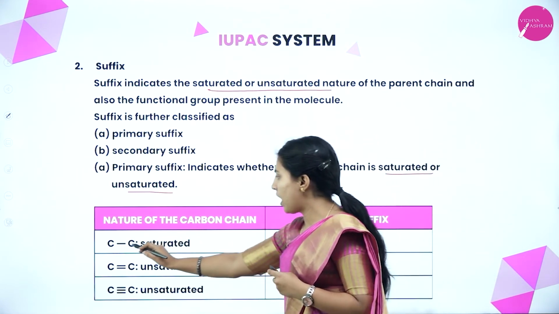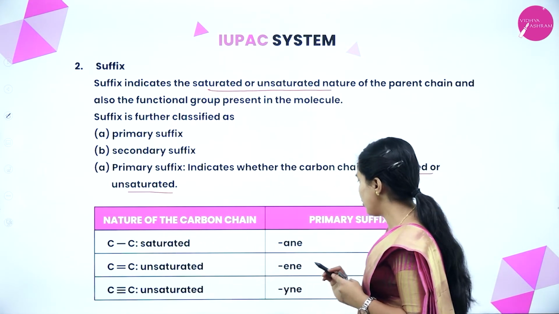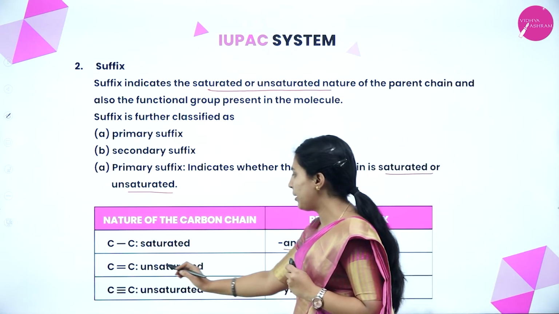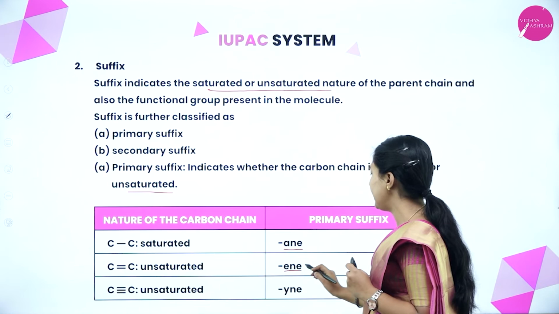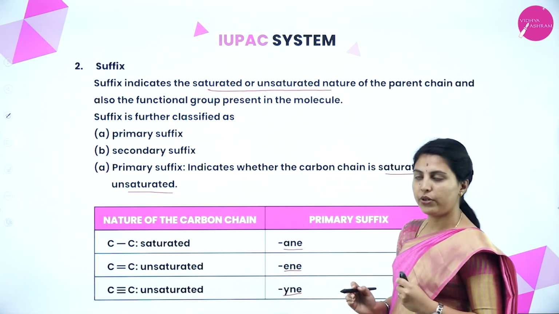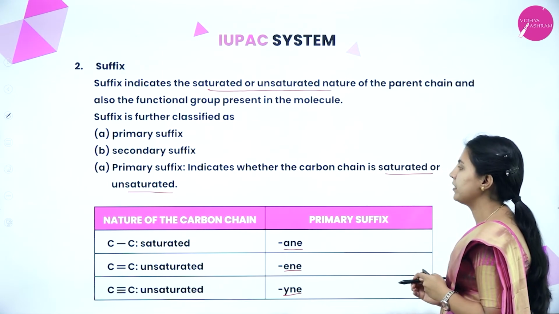See here, carbon single bond is saturated, you have to name that with ane, A-N-E. If it is double bond, unsaturated, E-N-E, ene. Triple bond, unsaturated, yne. Okay, you have to name like this.